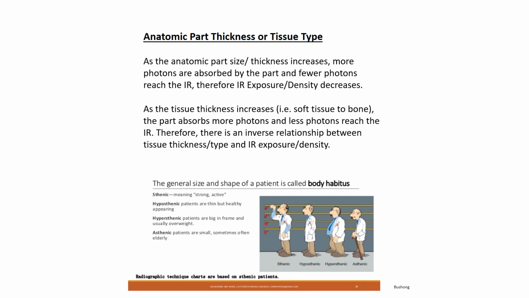As far as tissue thickness is concerned, why does bone appear lighter on a radiograph than the surrounding soft tissue? Because bone has a greater thickness, it's got a higher atomic number, and therefore it is going to absorb more photons. So as the anatomic part size or thickness increases, think about going from a sthenic to a hypersthenic, or as the tissue thickness increases, think about going from soft tissue to bone. You're going to have to change your technical factors to maintain density.